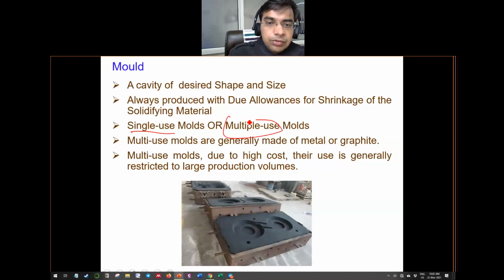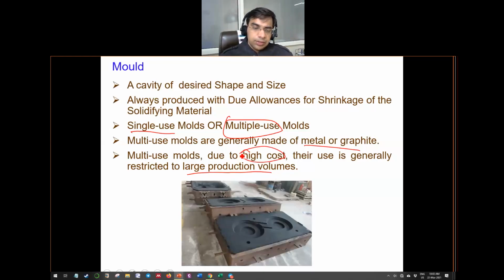Then we have multi-use molds, which are the molds that can be used for many products to be cast. Such molds are made up of metal or graphite, but the cost of producing such a mold is only justified when there is large production volume. So whenever we are producing parts in large numbers, only in that scenario are multi-use molds justified because of their high cost of production. Most commonly, it is the sand casting mold which is encountered because of its low cost.